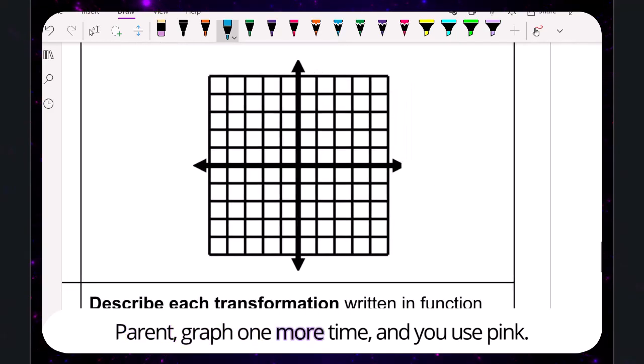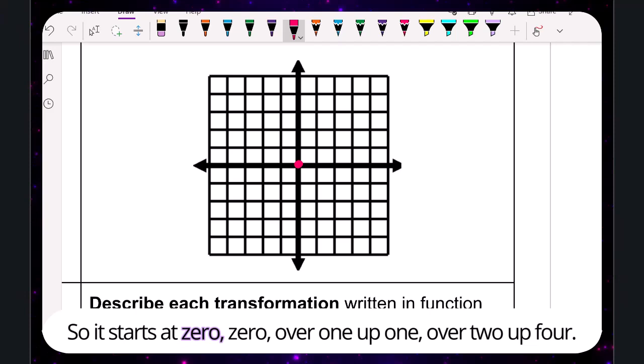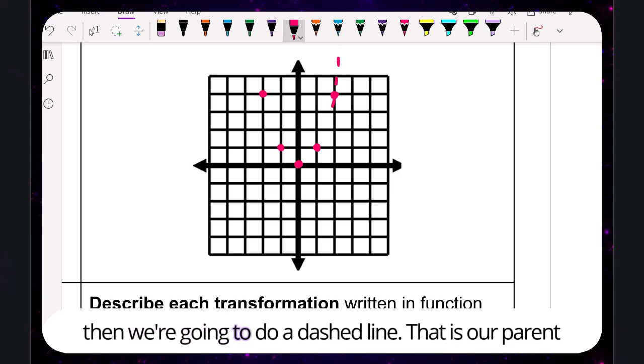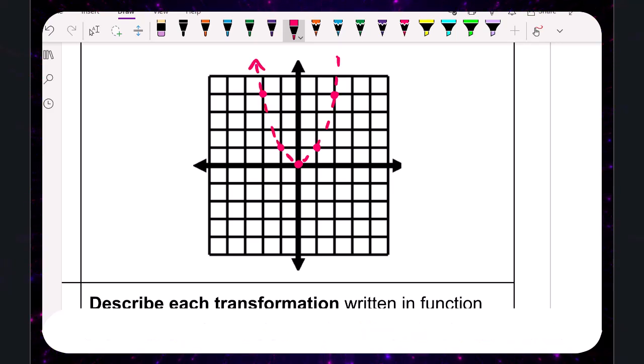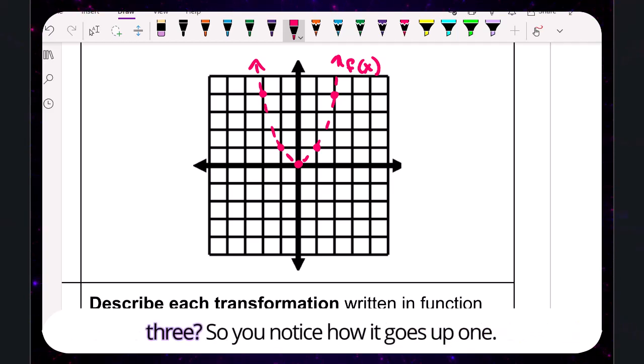Parent graph one more time. I'm going to use pink. So it starts out 0, 0, over 1, up 1, over 2, up 4. Same thing on the other side because it's symmetrical. And then we're going to do a dashed line. That is our parent function and our guide.